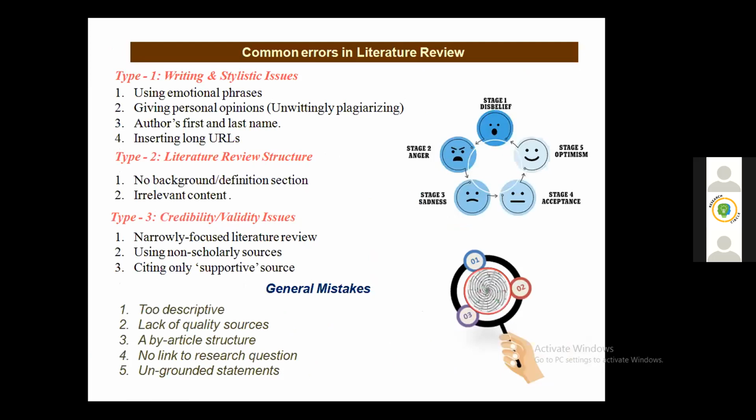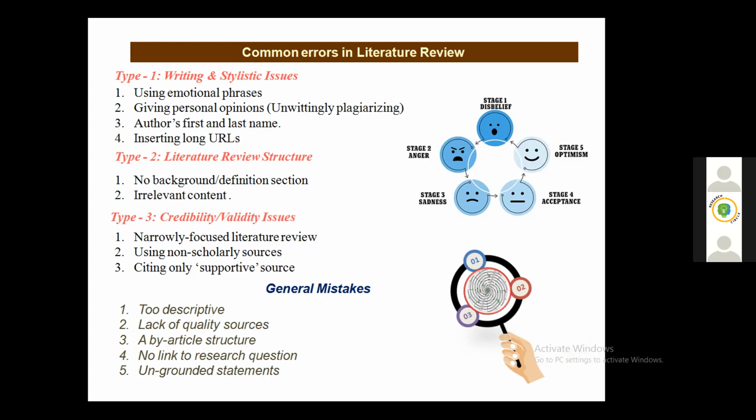Now, what are the basic common errors in literature review? While writing, people may use some emotional phrases. You are not supposed to use any emotional phrases like "I feel" or something like that. That is an emotional phrase. As a writer, you are supposed to write perfect sentences, not the views of how the person feels individually. So personal opinions are not expected.